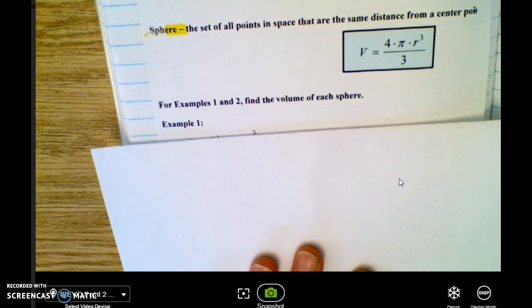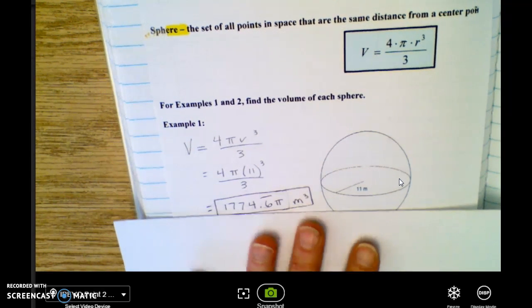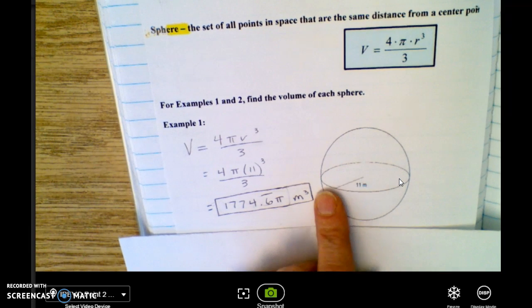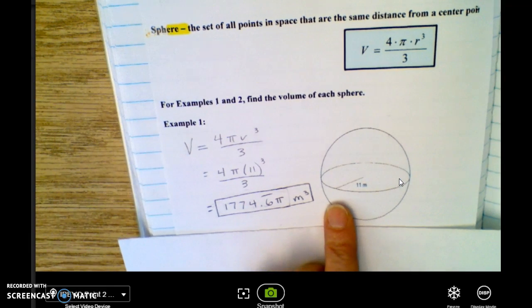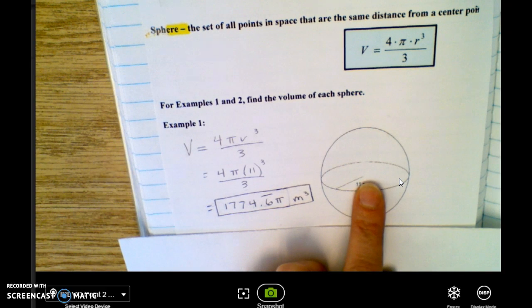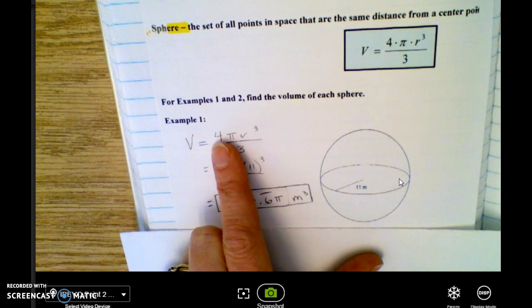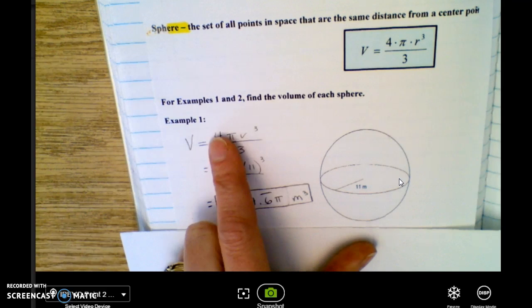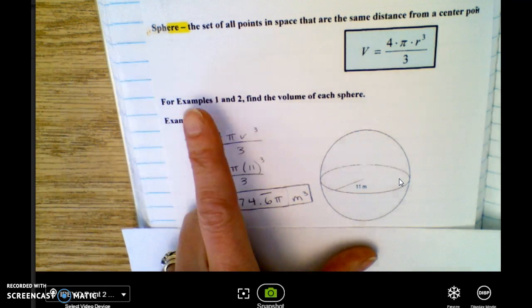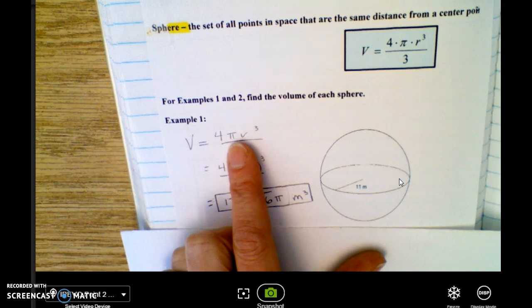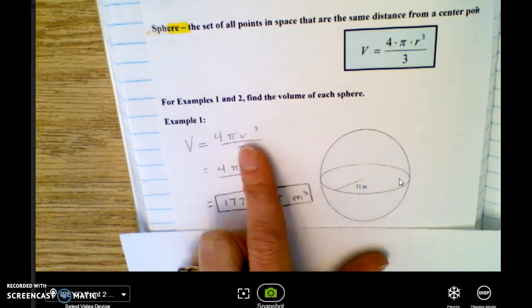So for the first 2 examples, we're going to do a basic sphere example. You'll notice that to show it's 3-dimensional, they add this little circle in the center. They're showing us here that from the center of the sphere to the outside, we have a radius of 11. So again, we always copy the formula down first, the formula that goes with the shape you're working on. It's a sphere, so we have to take 4 times pi r cubed divided by 3.